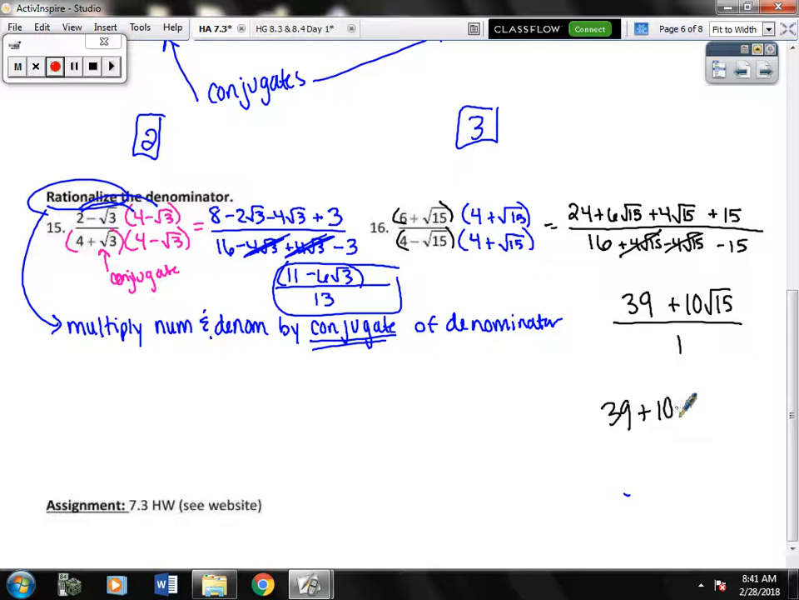So this one actually ends up not being a fraction anymore, if done correctly. The denominator should come out to be 1, which means there is no denominator left.